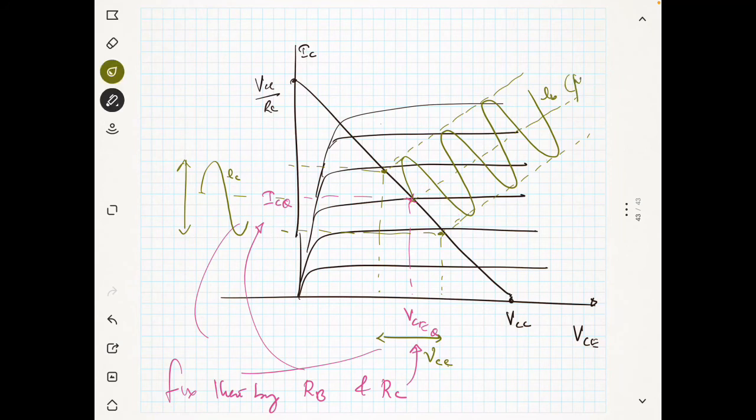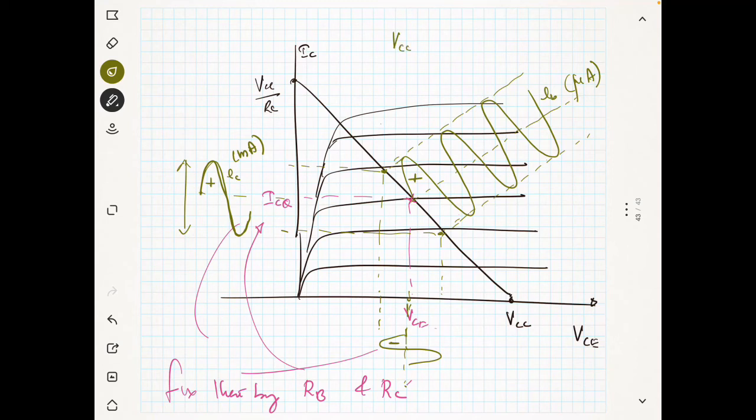You have a small variation in the IB, and this IB will be of the order of microampere. According to that, you have a variation in the IC, which will usually be in the order of milliampere, and you will also have a variation in the VCE. So the VCE also will be varying. You can see VCE will be like this. Whenever the IB is positive, IC is also positive, but VCE is going negative.